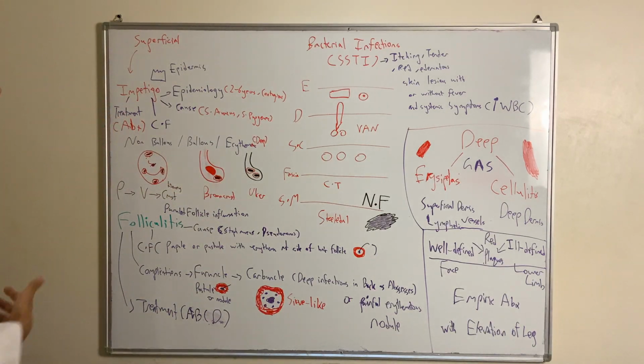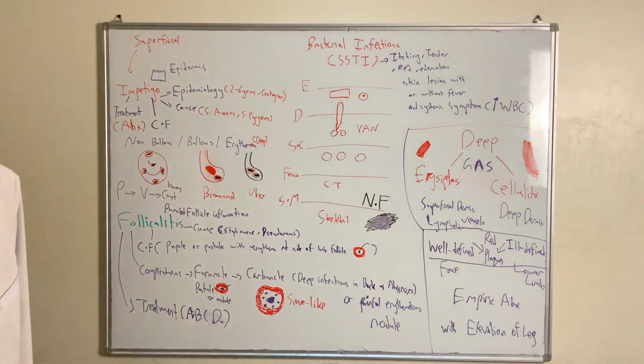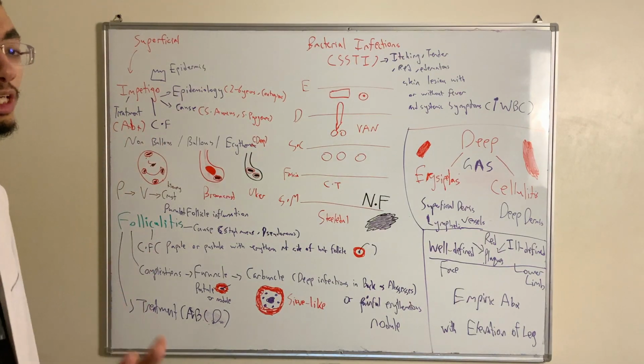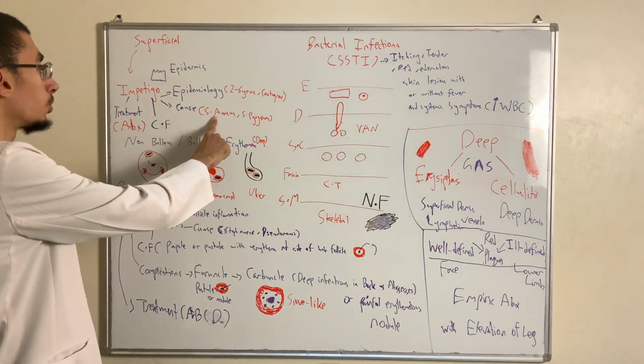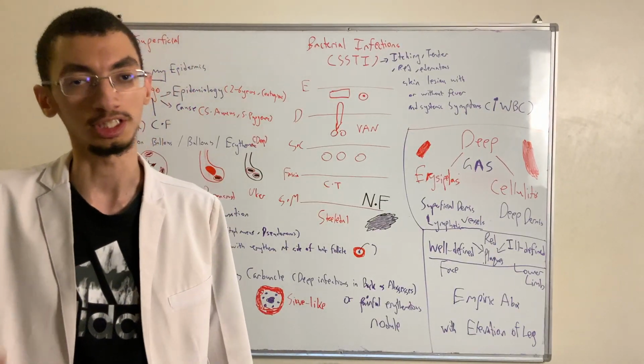And impetigo has a bacterial cause. There are two main organisms we want to focus on. The most common causative agent of impetigo is Staphylococcus aureus, which is a gram-positive cocci, which is coagulase and catalase positive.